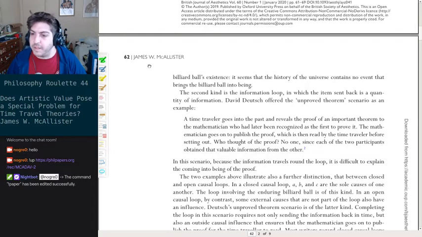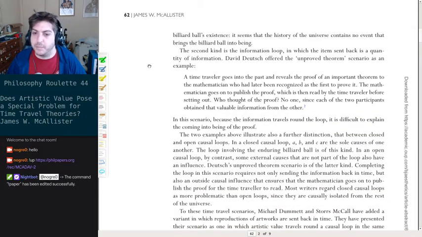David Deutsch offered the Unproven Theorem scenario as an example. A time traveler goes into the past and reveals the proof of an important theorem to the mathematician who had later been recognized as the first to prove it.